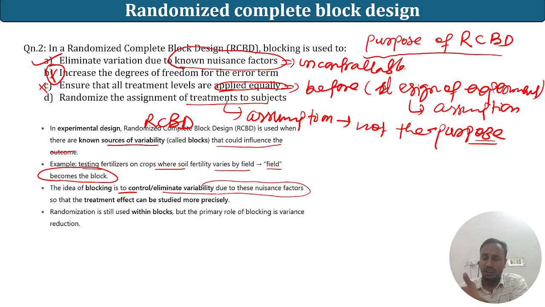We'll try to minimize it. We're not going to eliminate it fully, but we have to do it, so that the treatment effect can be studied more precisely. What will happen if the influence of the soil comes more into the picture? We'll get a less precise answer. So that's the idea behind blocking. In RCBD we use the block, but the primary role of blocking is variance reduction. So that is the idea of the randomized complete block design.